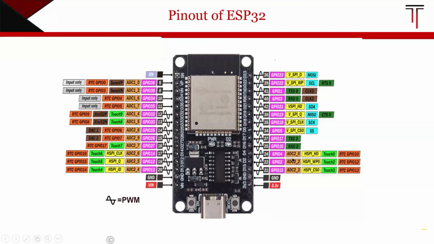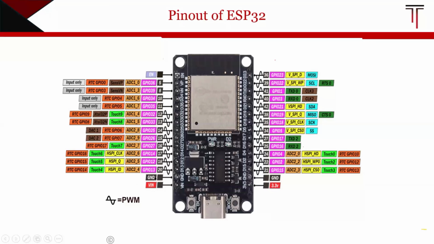So power pins, like here we are having some 3.3 volts, right? This is the regulated 3.3 volts output pin, which is used to power the external devices. Along with this, we have VIN. This is the input voltage pin, where you can supply a voltage between 5 to 12 volts. So from here we will get the 3.3 volts, and from this VIN we can supply a voltage between 5 volts to 12 volts.